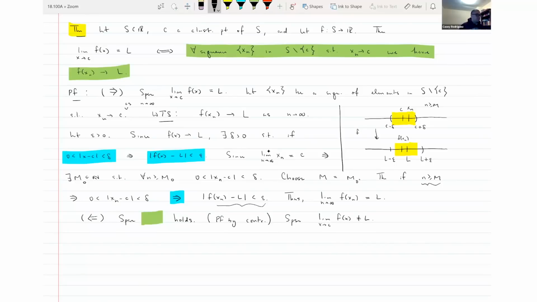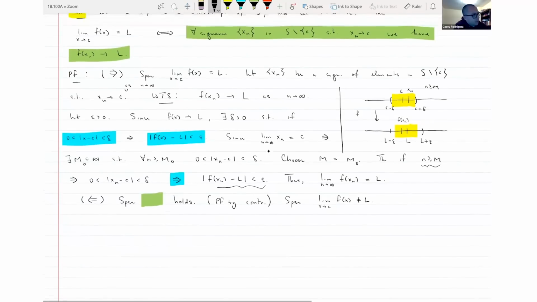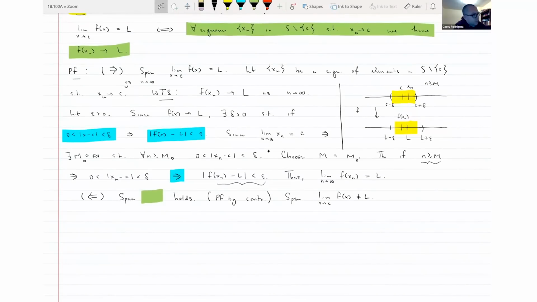Okay, we're still assuming what's in green holds. That's our assumption. And for a proof by contradiction, we assume that the conclusion is false, which is that the limit as x goes to c of f of x does not equal L. Now, what does this mean? So now we get to negate the definition and get better acquainted with it.